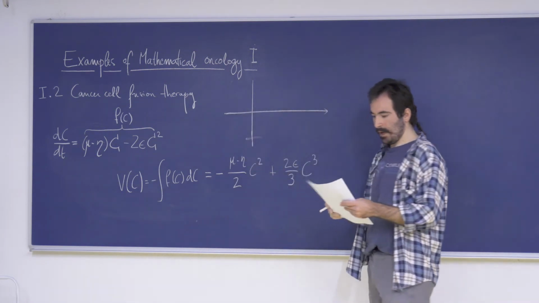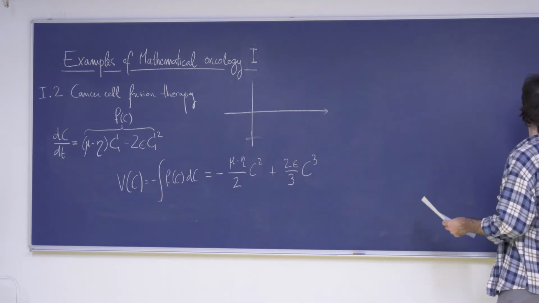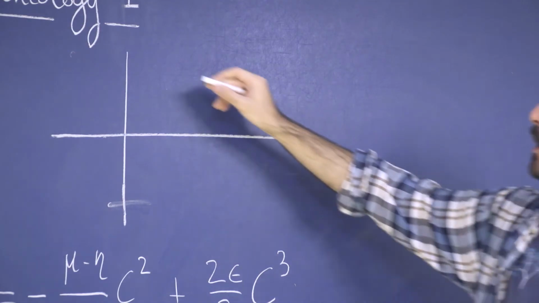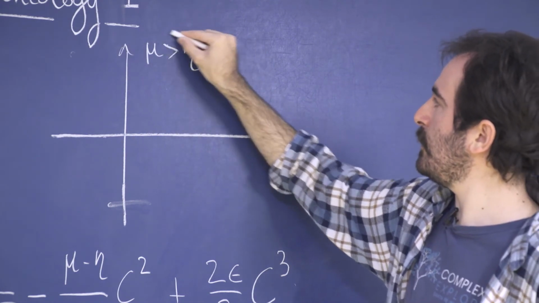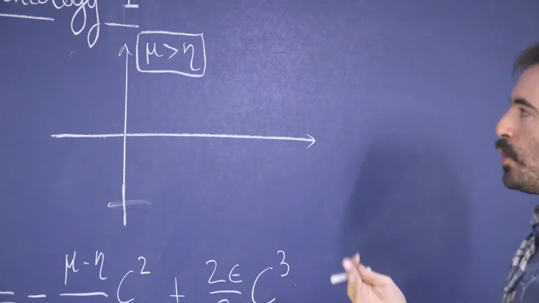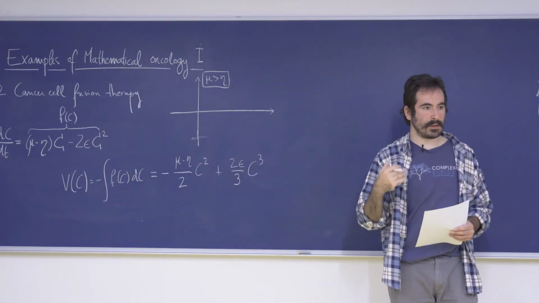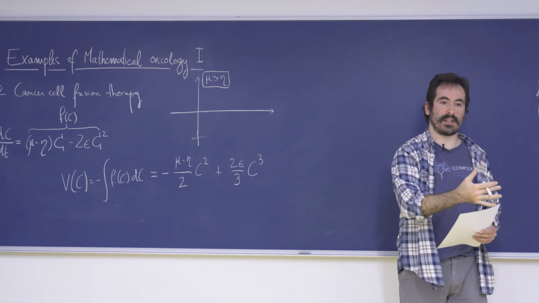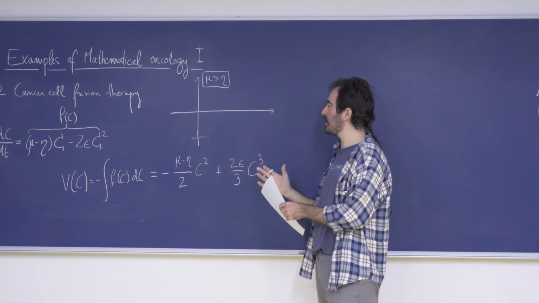Okay. Now consider the following. Suppose that we are in the regime that we have denoted up here, where mu is larger than eta. So in this regime, we knew, right, that the stable state, the actual fixed point that wasn't a stable state, was c sub 1, right? Okay, let's see how this translates over here.